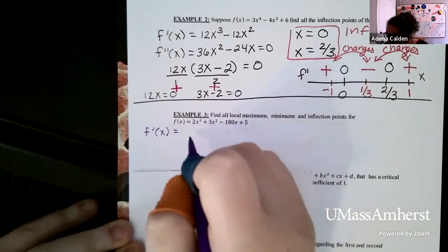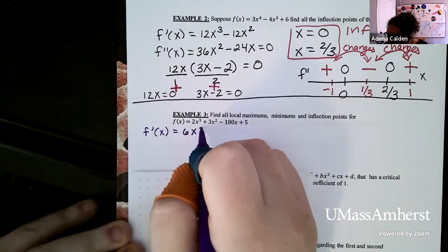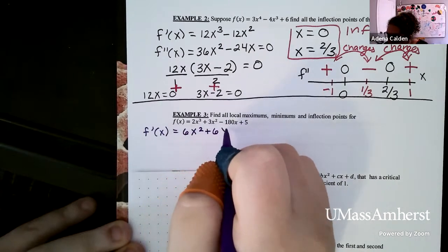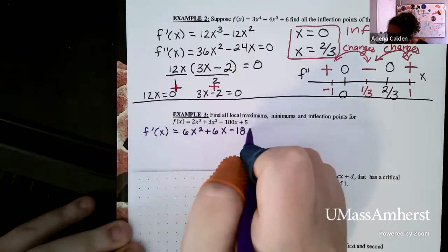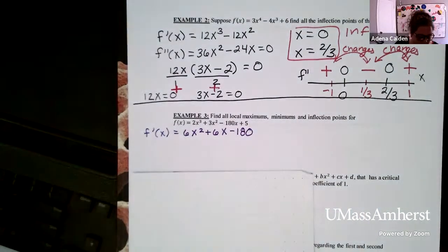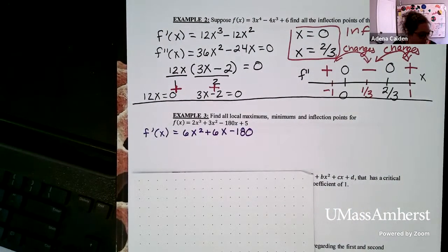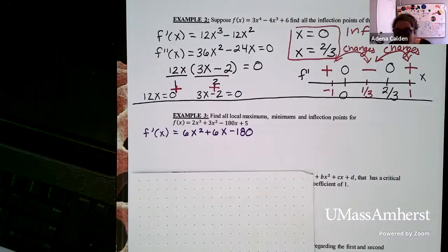Here, when we take the derivative of this function, we get 6x squared plus 6x minus 180. Okay. And now I'm going to ask, what do I want to do with the first derivative? Well, I need to do two different things. I need to use it to find the second derivative, and I need to use it to find critical points. So I'm going to find critical points first. You can certainly find the second derivative first. It doesn't matter which order we do this.